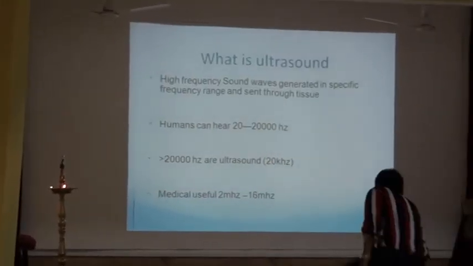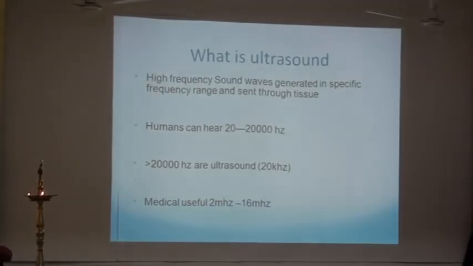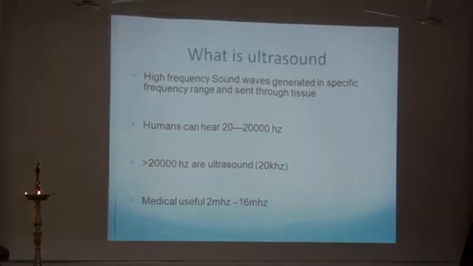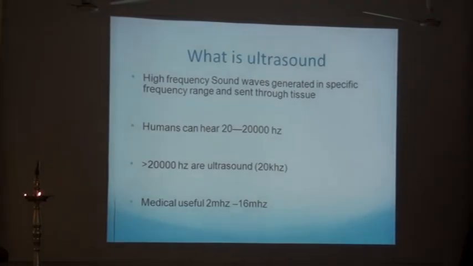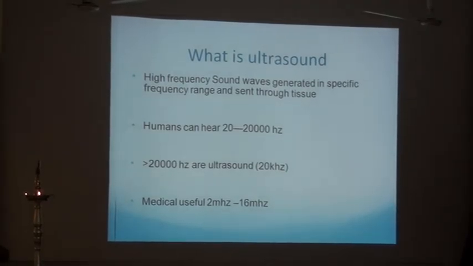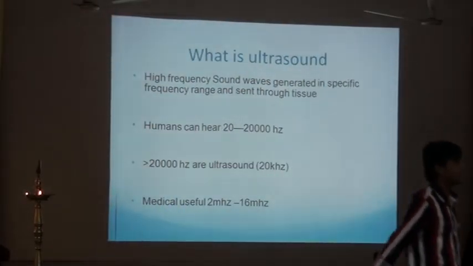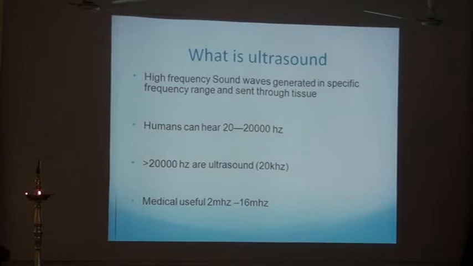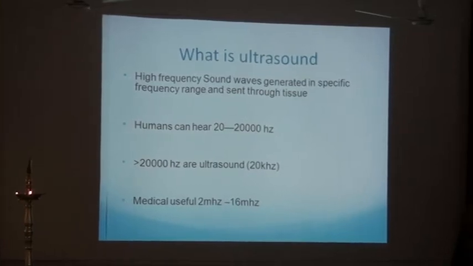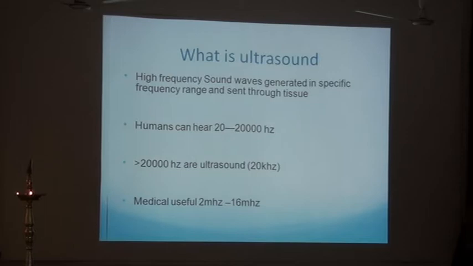What is ultrasound? Ultrasound is nothing but very high frequency sound waves. Normally we humans can hear sound waves from 20 to 20,000 Hz, and frequencies above 20,000 Hz are ultrasound. Medically used ultrasound is from 2 MHz to 16 MHz.